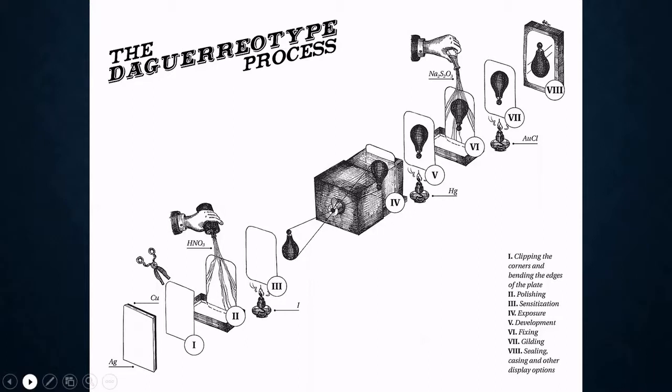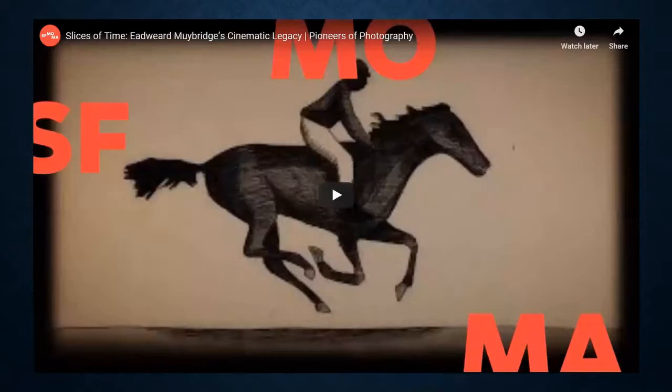But it is with early photography that we see early animation starting to pop up. So what I want to do now is talk about a man named Eadweard Muybridge, who created the very first instance of animation. So I'd like to show you this video on Muybridge and why he's important. It's from the San Francisco Museum of Modern Art. It's very quick, and then I'll show you his animation that he actually created.